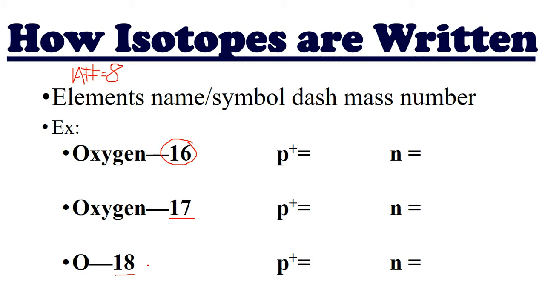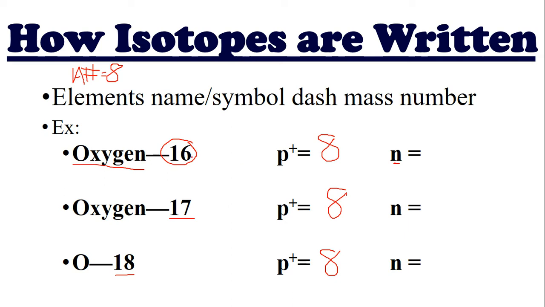Hopefully you watched the last video about atomic structure and how to find protons, neutrons, and electrons. If you didn't, I will review it here. Protons, how do you figure out the number of protons? It's always whatever the atomic number is of that element. This element is oxygen, so the atomic number is 8. We're working with oxygen for all 3, so all 3 are going to have 8 protons.